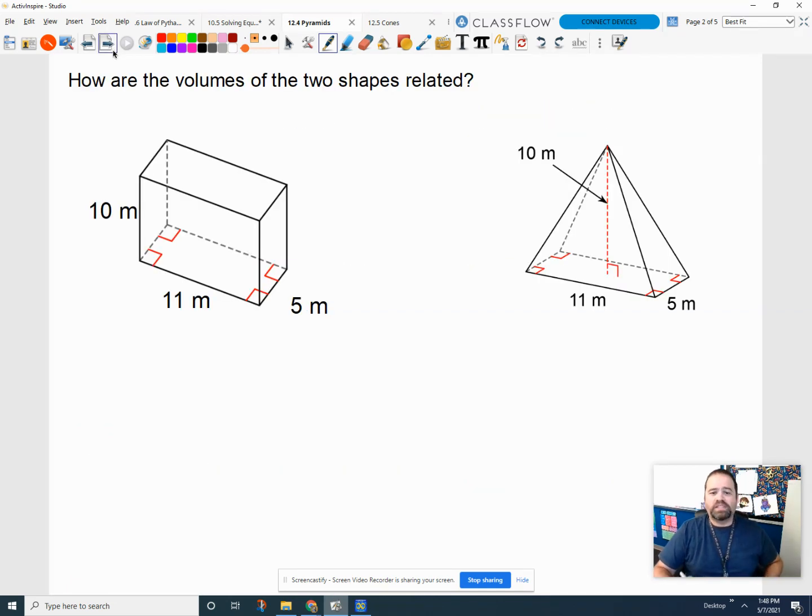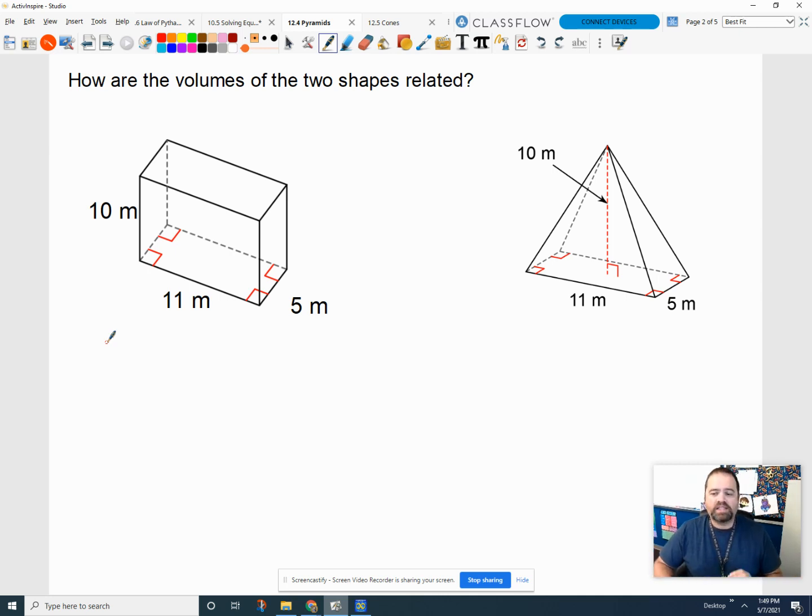Okay, so this is exactly what I'm talking about. These are basically the same shape. I've got a base that is 5 meters by 11 meters, and they're both 10 meters tall. The only difference is that pieces of that rectangular prism have been shaved off to create the pyramid. If you think of the one on the left as a solid block of wood, and we come across with a couple of chainsaws and shave it down, we create this pyramid.